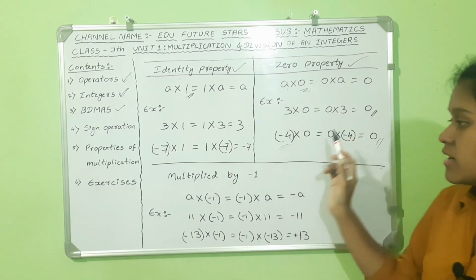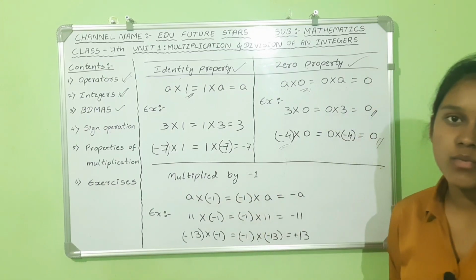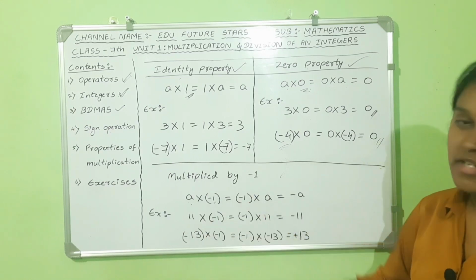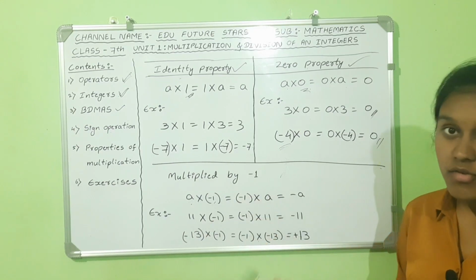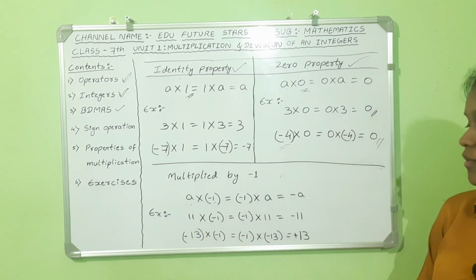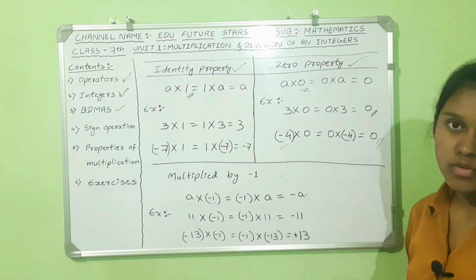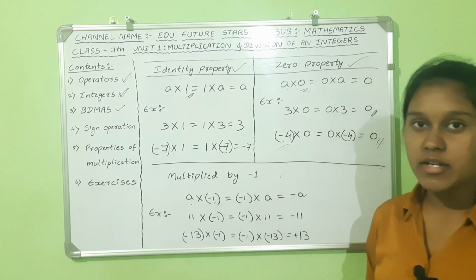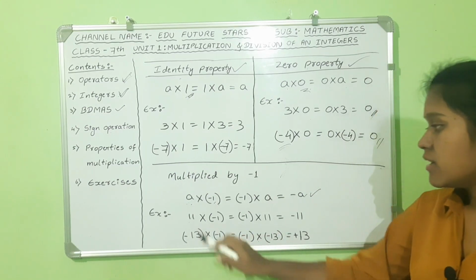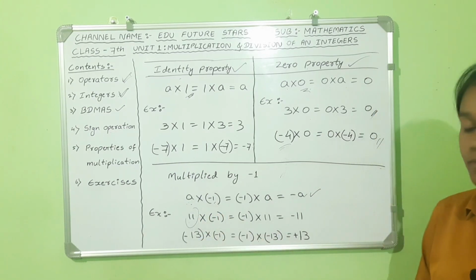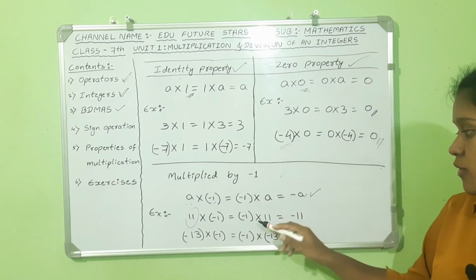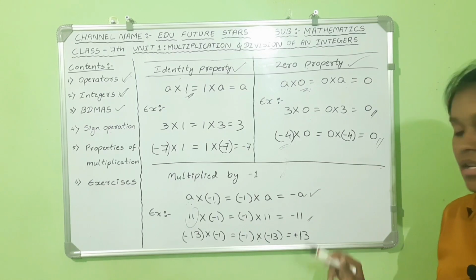Next we have multiplied by -1. So here we are taking A and the -1 value. Any integer multiplied with -1, if the integer is a positive value, then we will get a negative result, because we are multiplying with a negative value. See here in the example, I am taking positive 11, which is a positive integer, multiplied with a negative integer. So we are getting -11 as the answer.